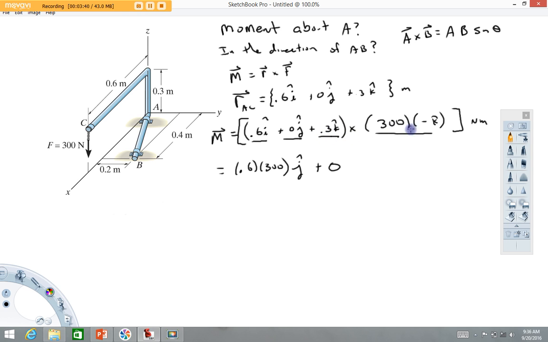0.3k crossed with 300 in the minus k. Now if I write it out, that'd be 0.3 times 300. And then what we're going to have is k cross minus k. Well, k cross minus k is 0.